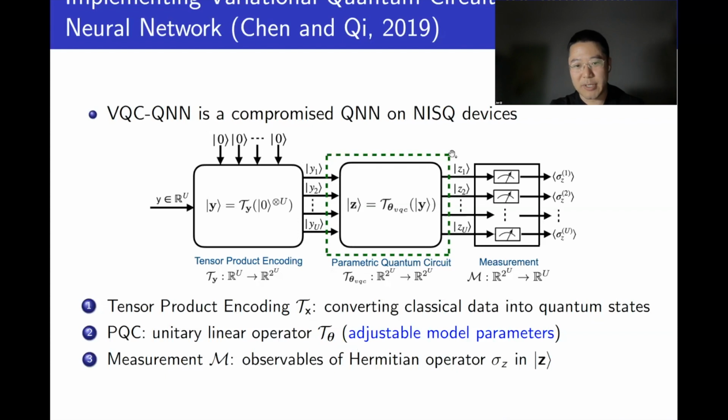The second component we call the parametric quantum circuit. It allows the quantum states to go through the parametric quantum circuit. The output of this component is the output quantum states, and then we do the measurement. The measurement uses an observable as a Hermitian operator on the output quantum states to get the result in the classical domain. Okay, there's a question about how many qubits are in this device.